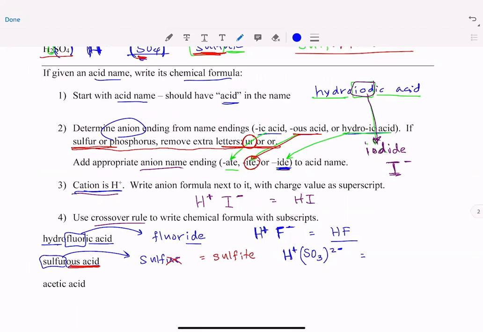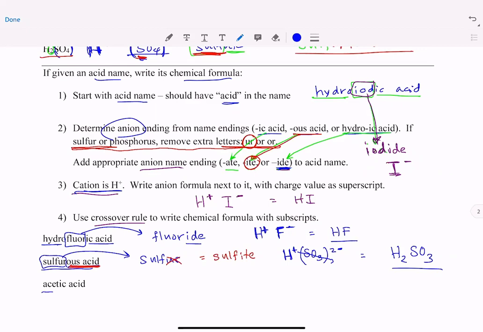Now you want to use the crossover rule, which is that the 2 crosses over and down, and the plus and minus signs are gone. You don't need the parentheses because nothing crossed over and down to here. When you have no number outside of the parentheses, you can get rid of the parentheses. This would be the chemical formula for sulfurous acid.